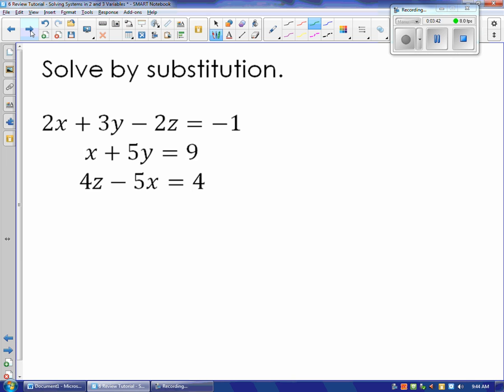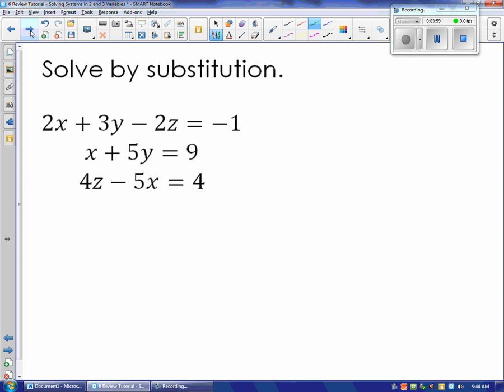We can use the substitution method even if we have 3 equations that involve 3 variables. The goal is still the same. I want to reduce the number of variables I have in an equation so that I can solve for one variable at a time. So I'm going to look for the variable that is easiest to isolate.